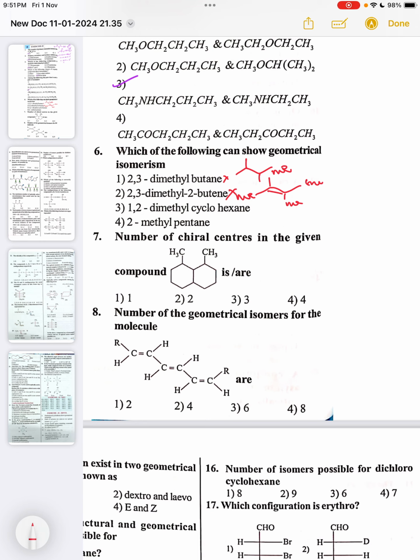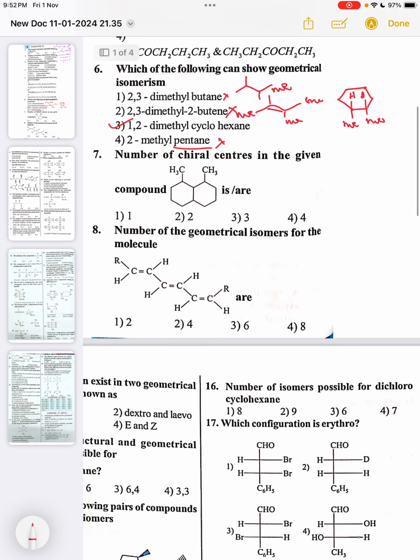Next one is 1,2-dimethylcyclohexane, the third option. So cyclohexane is this, and 1,2 is said, right? Yes, H, and here methyl, it will show cis-trans isomerism. Next, 2-methylpentane, this is an alkane, and will not show geometrical isomerism. So the third one is the answer.